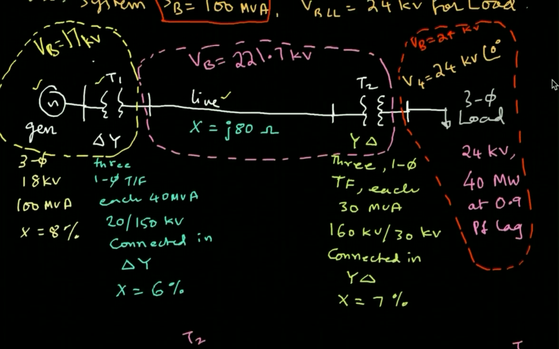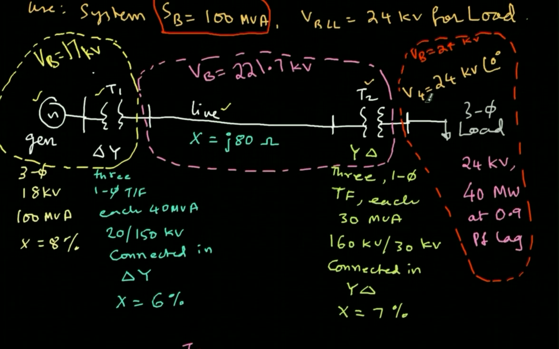So transformer T2 is also done. Now finally what I am left with is the load. This load is rated at 24 kV, and the base voltage is also 24 kV, so no problem. The load is represented as 40 megawatts at 0.9 power factor lag. So I can simply write it as 0.4, because the S base is 100 MVA, so this is nothing but 0.4 per unit at 0.9 power factor lag. So that is my load.